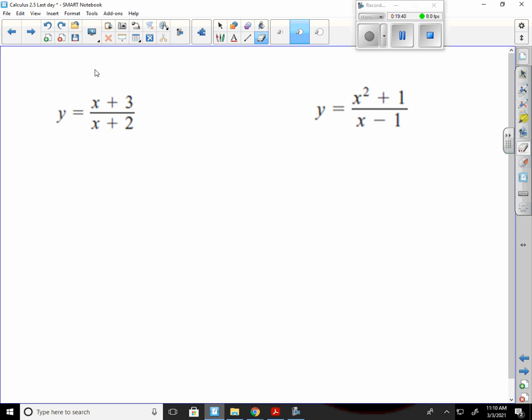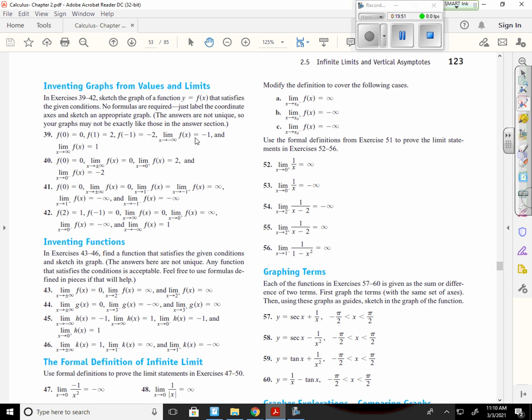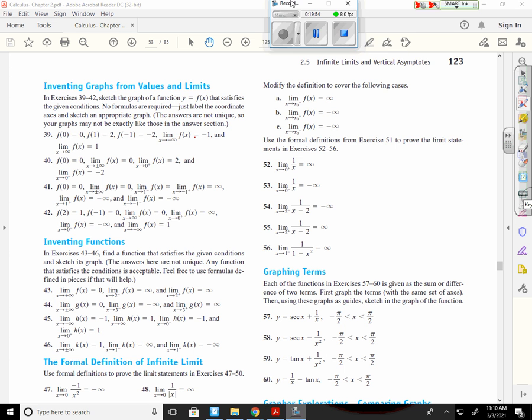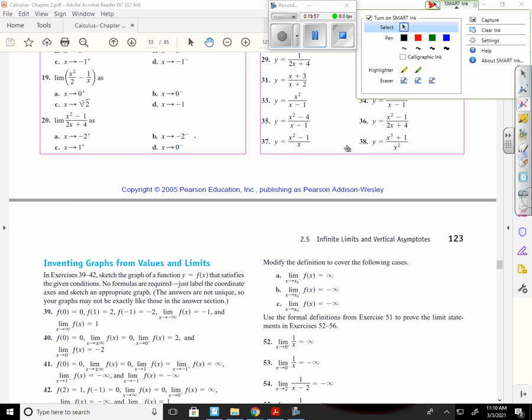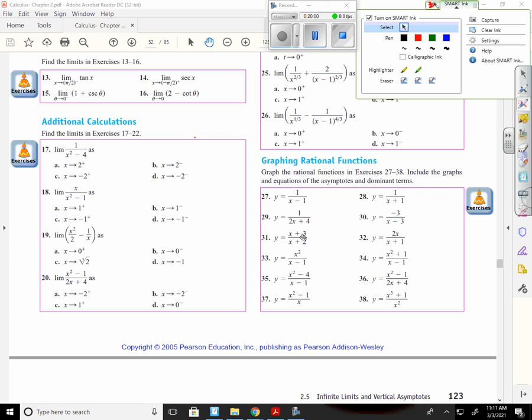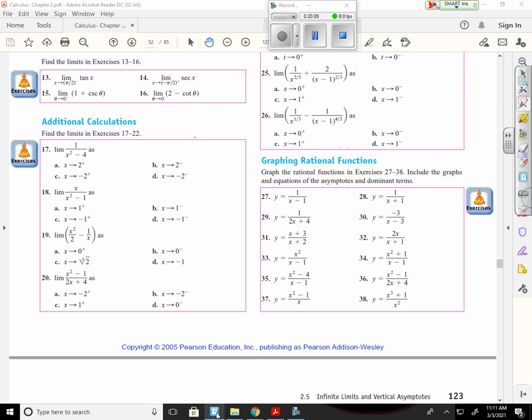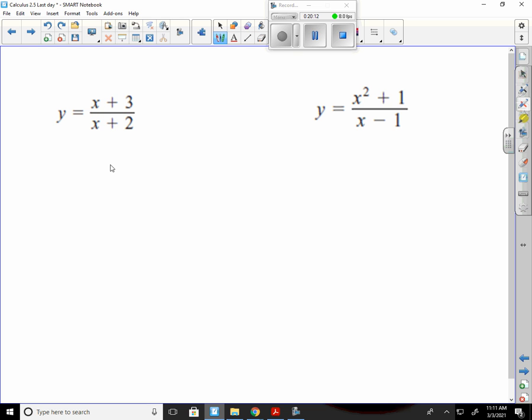So this is where we're going to have to do our long division, like we did a couple days ago, looking at rational functions. So these questions are going to be like this. It will tell you that you are to graph the rational functions, including the graphs and equations of the asymptotes and dominant terms. Whenever you're doing this, I don't necessarily need to see the graph, but I need to see the equations that you come up with, or you have to at least tell me what your asymptotes are. So first we're going to have to do the long division.